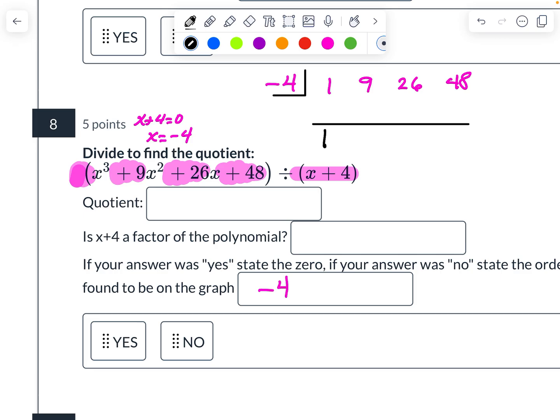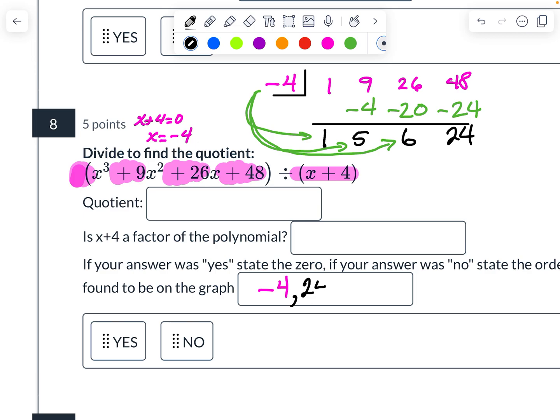The first number comes straight down. -4 times 1 is -4. 9 minus 4 is 5. -4 times 5 is -20. 26 minus 20 is 6. -4 times 6 is -24. 48 minus 24 is 24. I have a remainder of 24. So that ordered pair is -4, 24, and this answer is no.